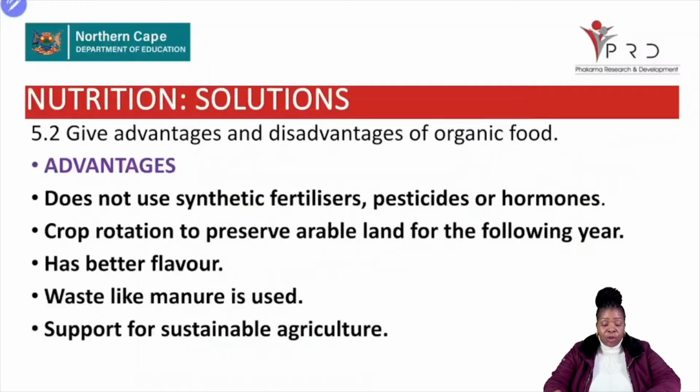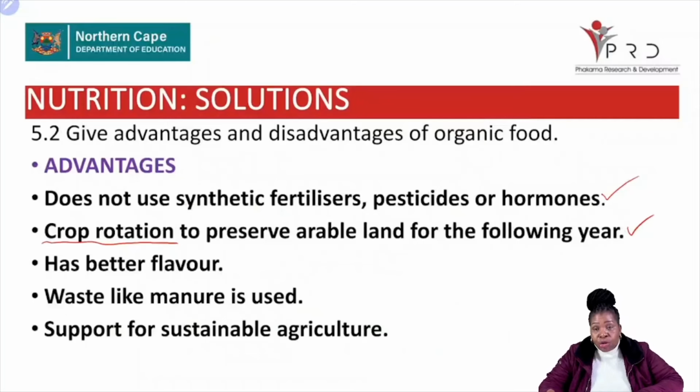Right. Then we go to our 5.2 part of the question, says give advantages and disadvantages of organic food. Right? We'll start with the advantages. Advantages is that it does not use synthetic fertilizers, pesticides, or hormones. Right? And then the next one says crop rotation. They actually use what you call crop rotation to preserve the arable land for the following year, right?